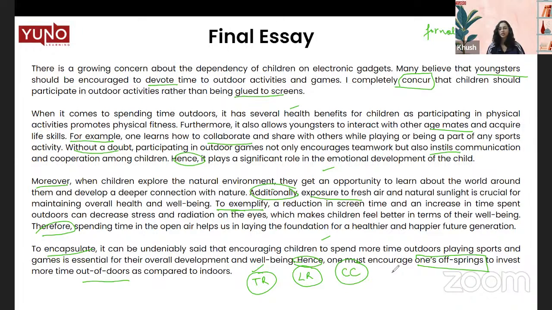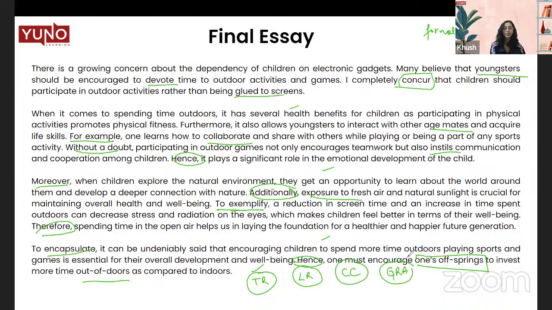Next, we have grammatical range and accuracy. Very, very important. When I say accuracy, of course, your tenses have to be correct. Your punctuation has to be spot on. So wherever you're putting your commas, your full stops, you have to make sure that they are put in the correct spot.